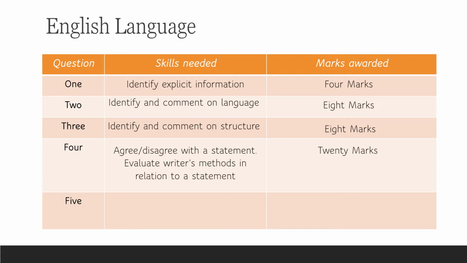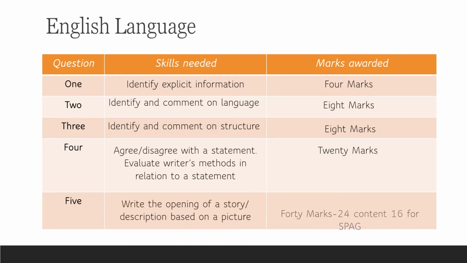As I said earlier, question 5 is the big creative writing one that is worth a massive 40 marks. For this question, you'll need to write the opening of a story or a description based on a picture. It's worth 40 marks in total. You get 24 marks for the content and the accuracy, and 16 marks for your spelling, grammar, and punctuation.